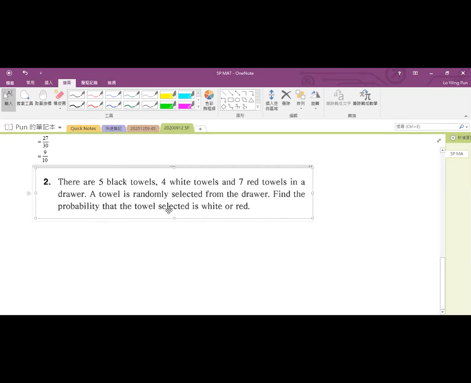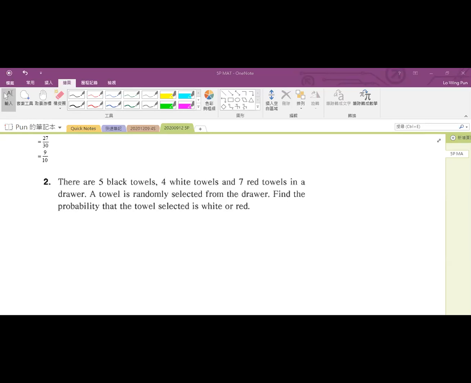towel selected is white or red，係嘛？又係見到 or 咯，係嘛？一樣或者係另一樣嘅。So what we're going to find is the probability of white or red. Okay, so this will be equal to P white and then plus P red and then minus P white and red. But actually you already know that this number must be equal to 0.